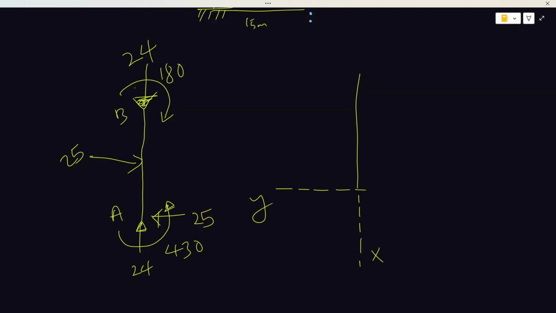And this is the y direction. You just have to tilt your face in that manner. You just have to tilt your face.